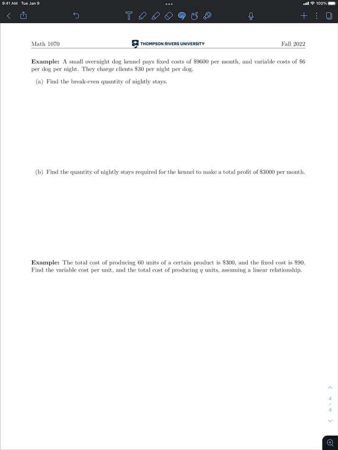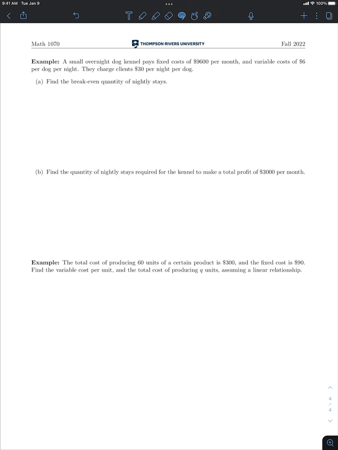They'll feed your dog, they'll take it for a walk, make sure it's got a safe place to sleep so that you don't have to worry while you're away, right? That's what they offer. They're basically a hotel for dogs. Okay, so in this case, the dog kennel pays fixed costs of $9,600 per month. Maybe that includes a mortgage payment on a property, paying to have people on site. But whatever the case may be, that's their fixed costs. We don't have to worry about that. That's given in the problem.